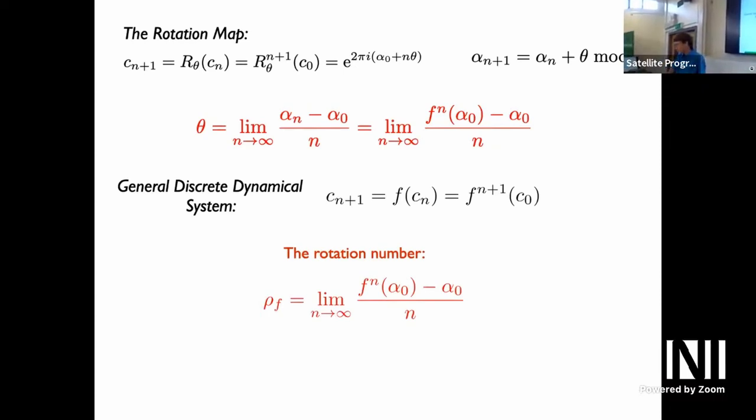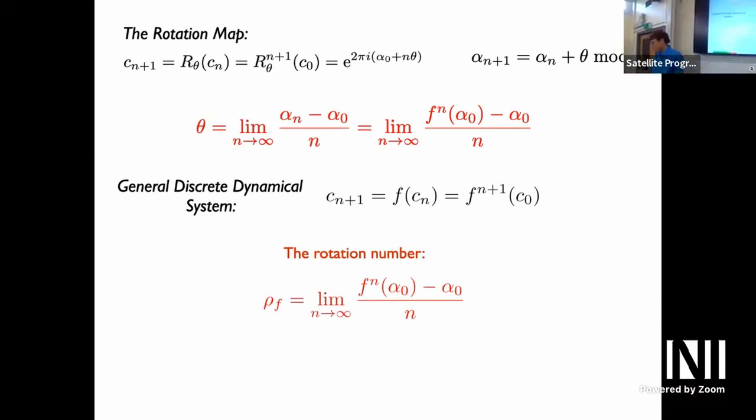There's a general statement in this context, which is that if you take any function that determines that discrete dynamical system, call it f here, you can define what's called the rotation number. Just do a certain number of iterations and divide by n. That's a number. It's what's called the rotation number. And the statement is that the dynamical system determined by f is topologically conjugate, just the same thing after a change of coordinates, to a rotation by that particular rotation number.